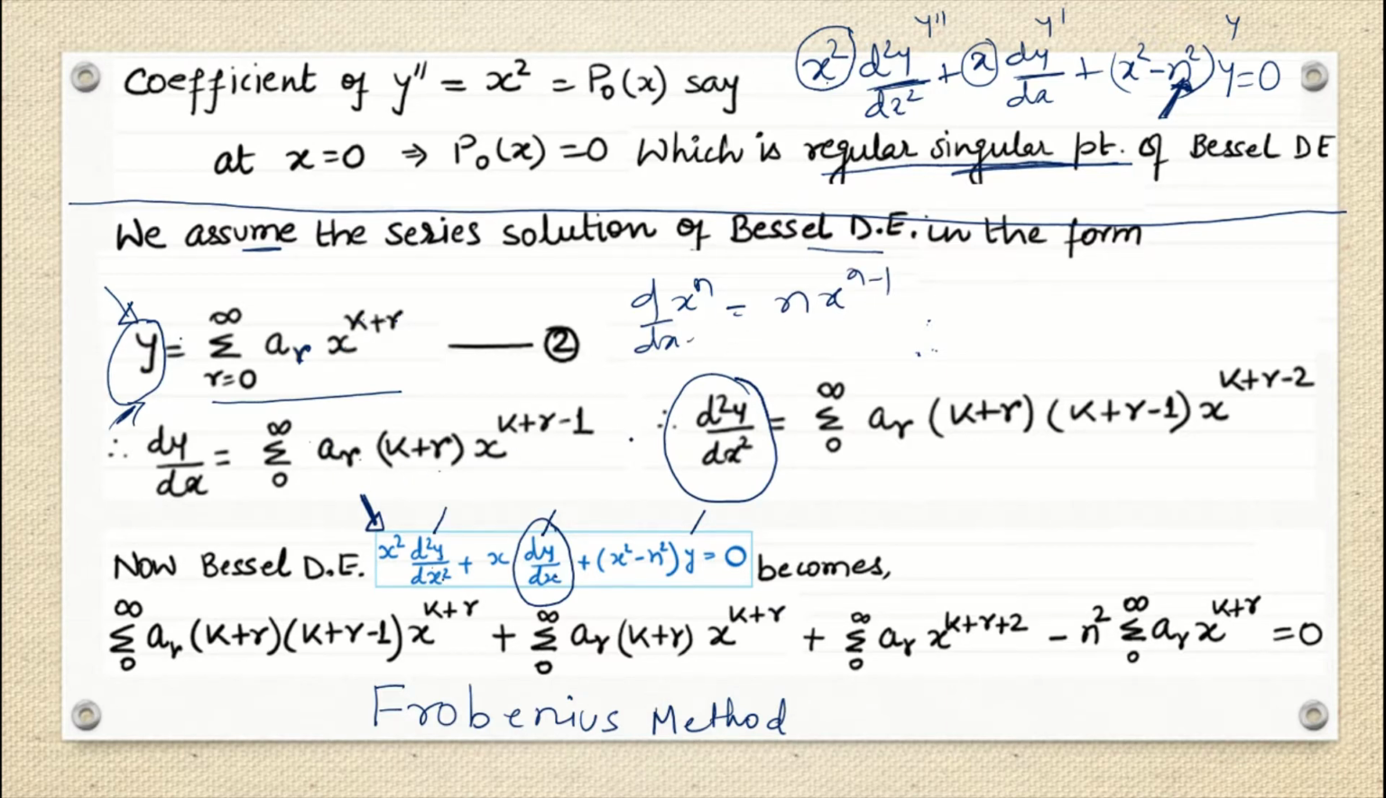Fine. Now, what will be my d2y by dx square? For d2y by dx square, I am finding again the differentiation of this term. So I am writing the sigma 0 to infinity a_r, even k plus r is constant, so this complete thing I am just copying, okay? And after that, I'm finding the differentiation of this part. That means k plus r minus 1 into x to the power k plus r minus 1 minus 1. It will give me k plus r minus 2. So we got to know what is y, what is dy by dx, what is d2y by dx square in the form of series solution.